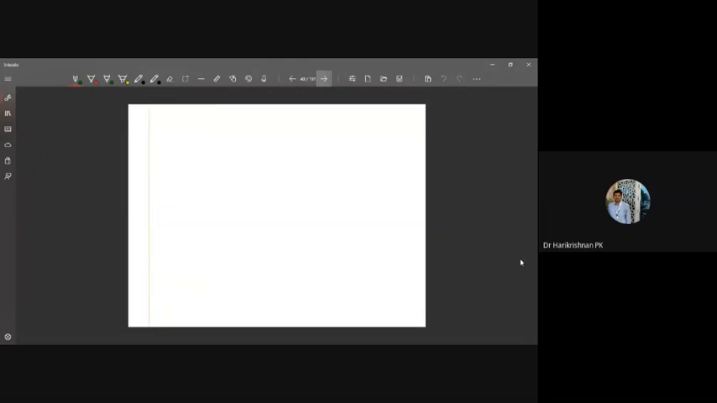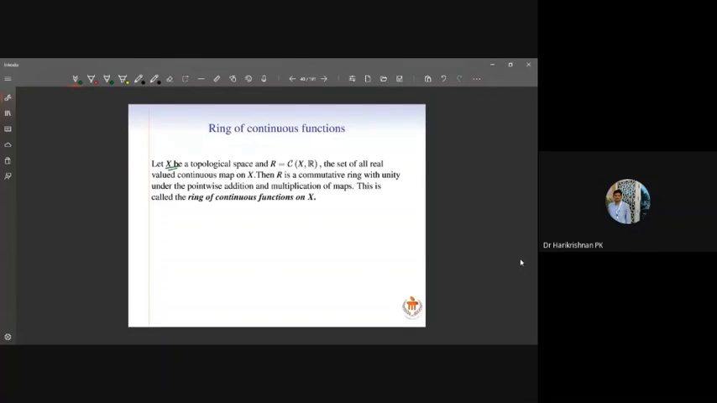So I am taking one such topological space X, and C(X,R) is nothing but the set of all real valued mappings from X to R. So obviously the elements in it are functions. Again, here I will take the pointwise addition and pointwise multiplication. With respect to those two operations, you can see that C(X,R) is a ring, and not only a ring, it is a commutative ring.